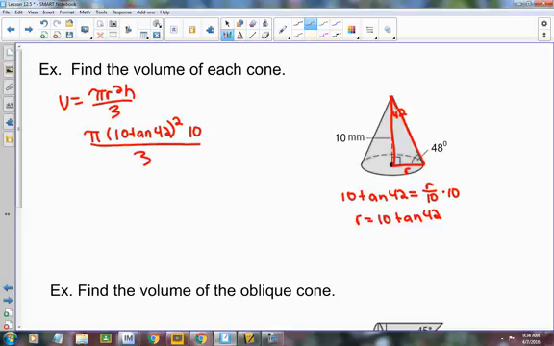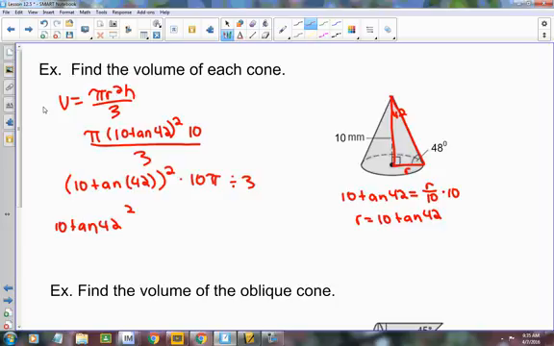Now, you can plug it into your calculator in a couple of ways. If you want to do it all in one step, you would need to open a parenthesis to begin with and do 10 tangent, open and close the parenthesis around the 42, and then close that whole thing before you square it. Then you can multiply by 10 pi divided by 3. The other thing you can do is 10 tangent of 42, hit enter and then square it, and then multiply by 10 pi and then divide by 3. However you want to do it.